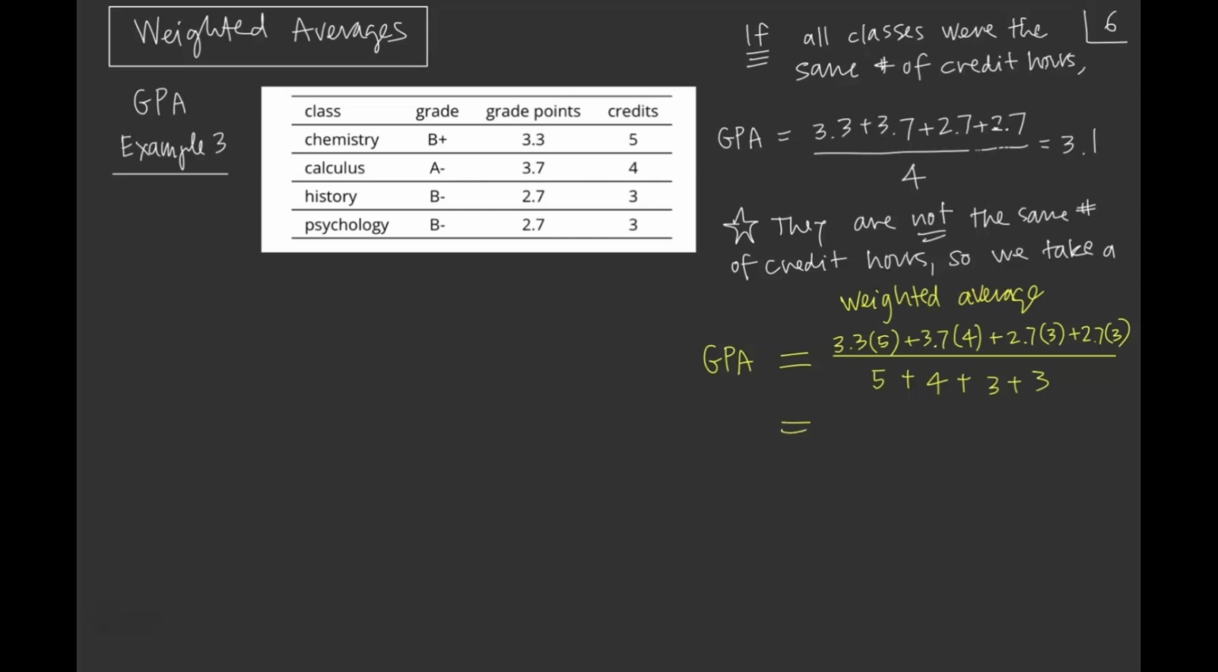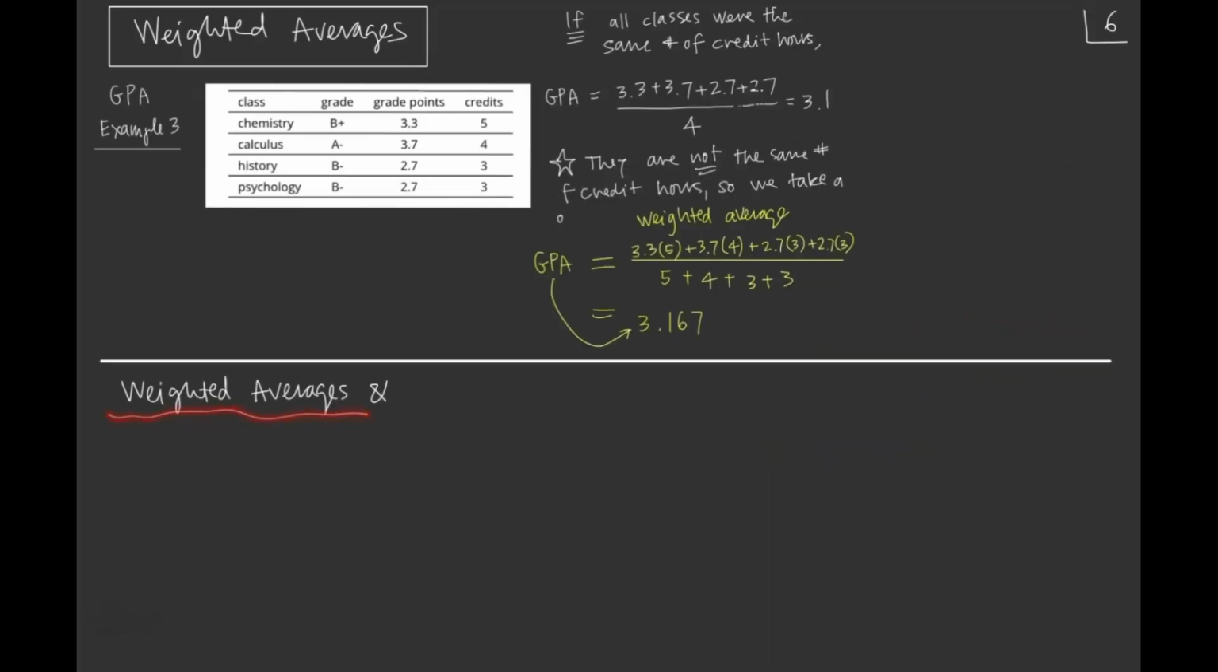And if we do this calculation, the GPA is actually 3.167. So this is the true GPA based on the weight of each of the classes. Before, we were counting it as just 3.1, we just took a straight average of these 4 numbers, but that's not accurate. We have to take into account how much weight each one was given. So now we're going to think about weighted averages in physical systems.